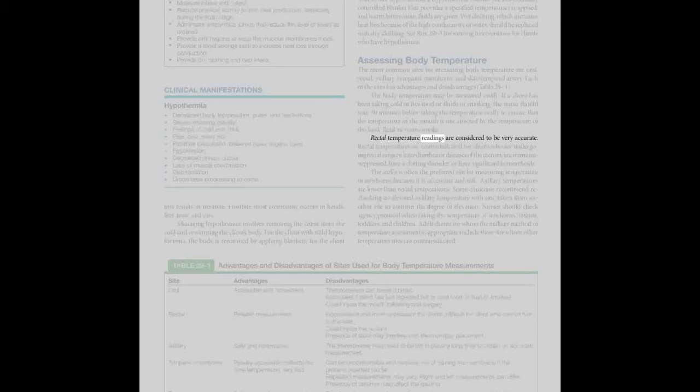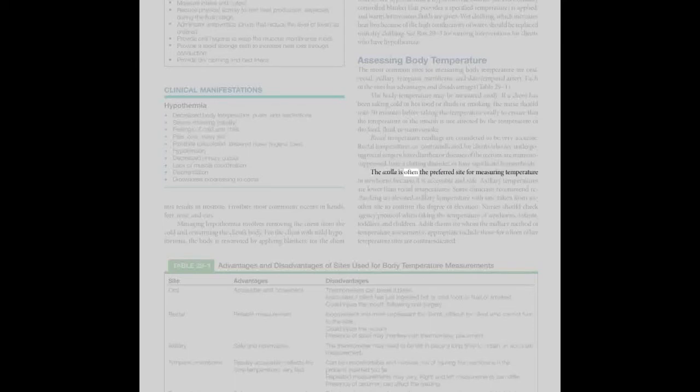Rectal temperature readings are considered to be very accurate. Rectal temperatures are contraindicated for clients who have undergone rectal surgery, have diarrhea or diseases of the rectum, are immunosuppressed, have a clotting disorder, or have significant hemorrhoids.